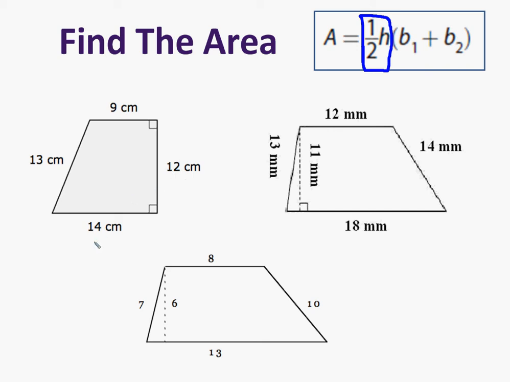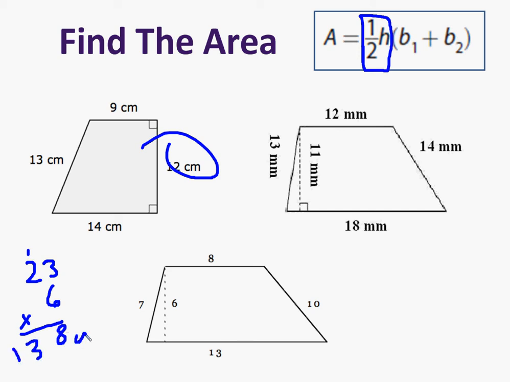So the sum of the bases, 14 plus 9, would be 23 centimeters. So that's base 1 plus base 2, and half of my height is 12 centimeters, half of that is 6. So I multiply that together and I get 138 centimeters squared for this one. Now, do I care about this diagonal here? No, I do not. That's extra information.